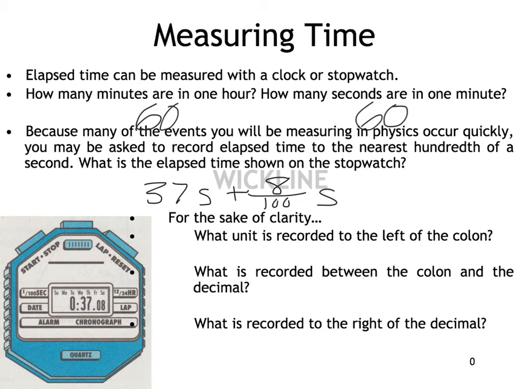The unit recorded to the left of the colon, over here, is going to be minutes. The recorded value between the colon and the decimal, this number right here, is of course seconds. And the value recorded to the right of the decimal is going to be the hundredths of a second.